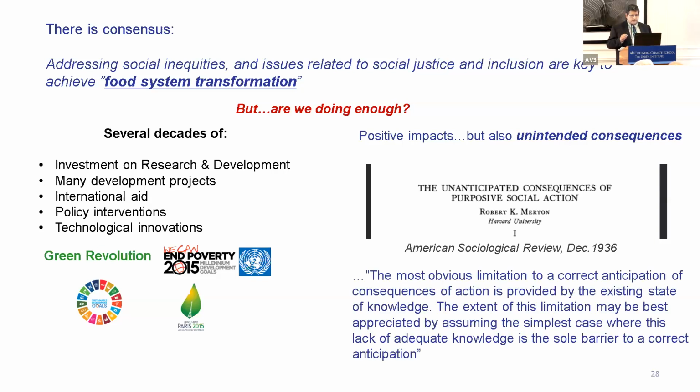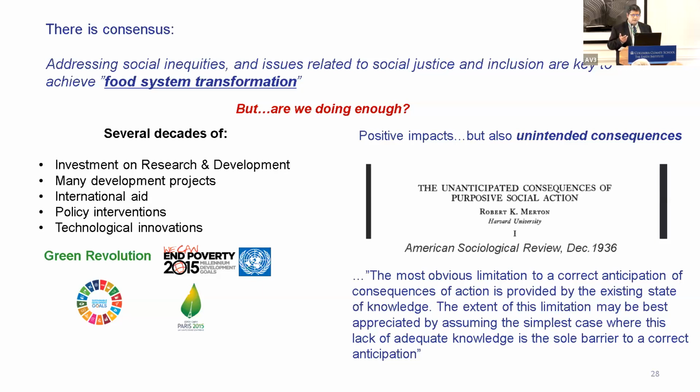Just one extract from this paper says, "The most obvious limitation to a correct anticipation of consequences of action is provided by the existing state of knowledge. The extent of this limitation may be best appreciated by assuming the simplest case where this lack of adequate knowledge is the sole barrier to a correct anticipation."